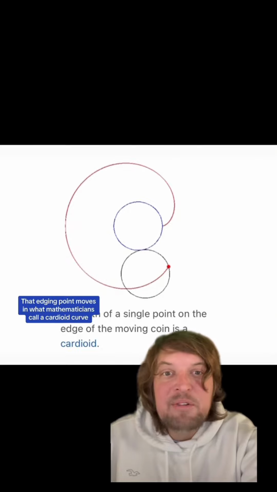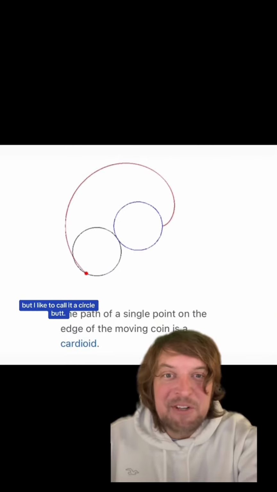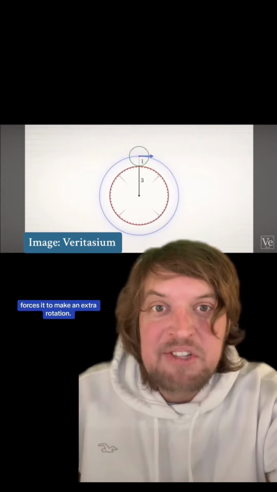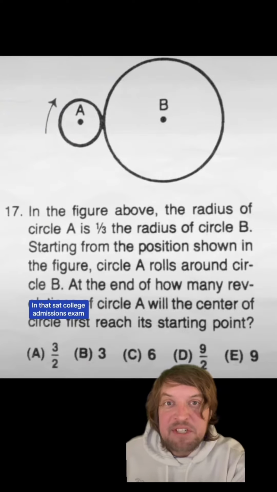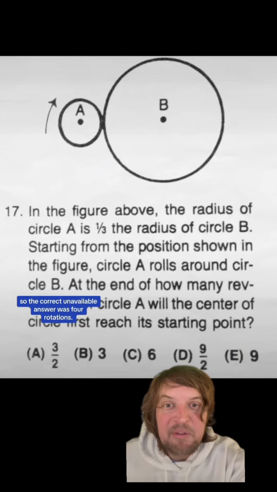That edge point moves in what mathematicians call a cardioid curve, but I like to call it a circle butt. The trick to it is that the circular path it takes forces it to make an extra rotation. In that SAT college admissions exam, the outer circle was 1/3 the size of the bigger circle, so the correct unavailable answer was 4 rotations.